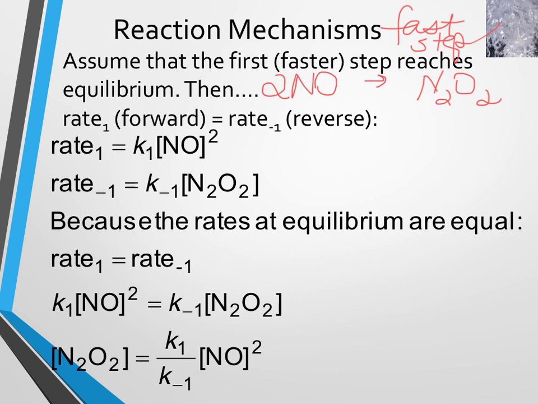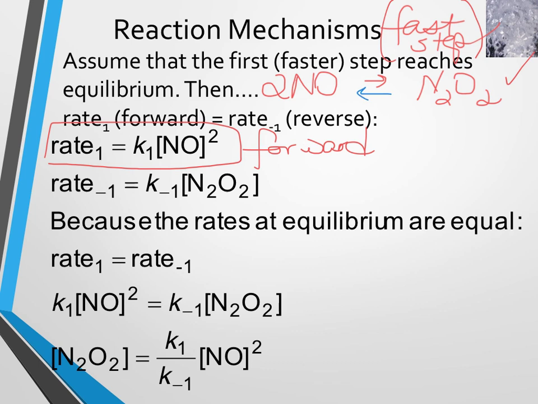So here's what you do if the first step in a mechanism is fast and not rate determining. Here's the first fast step that we've been talking about in the last few slides. Since it's an elementary step, you can write the rate law directly from the elementary step. So here is the rate law for the forward reaction. But now I want you to do something a little bit different. You're going to be doing a lot more of this in the last chapter. I want you to look at the reverse reaction.